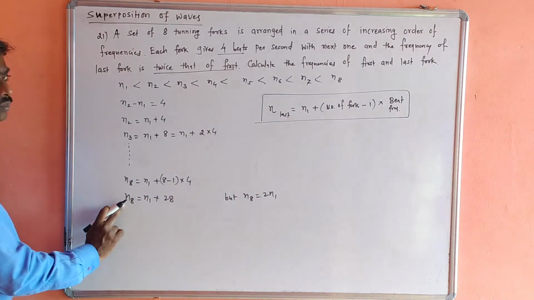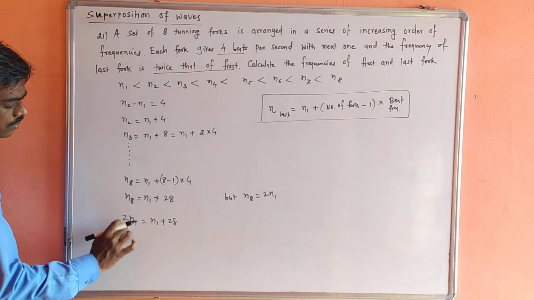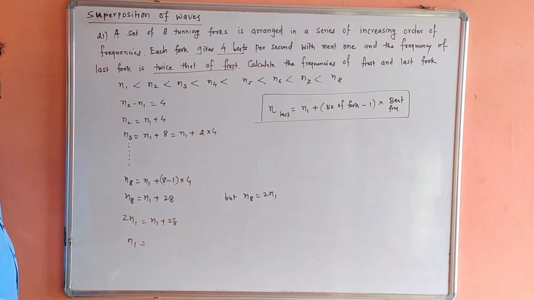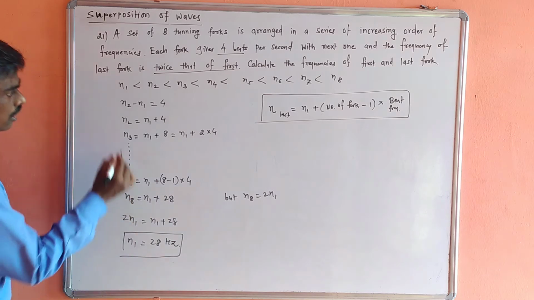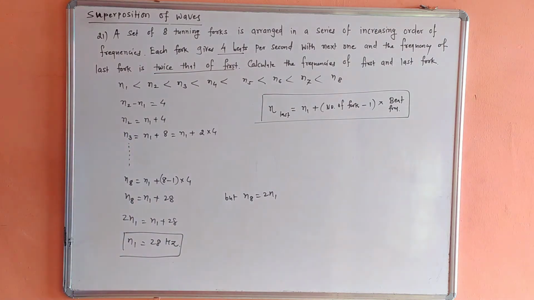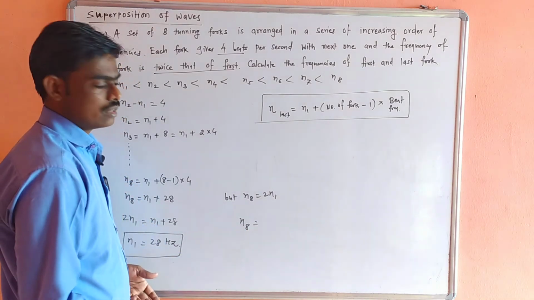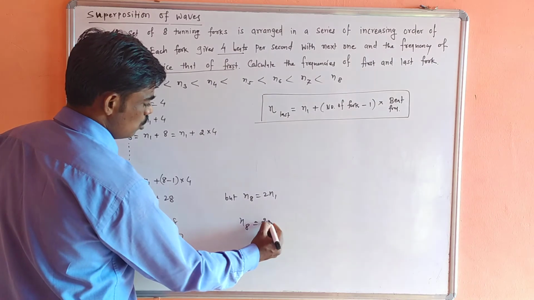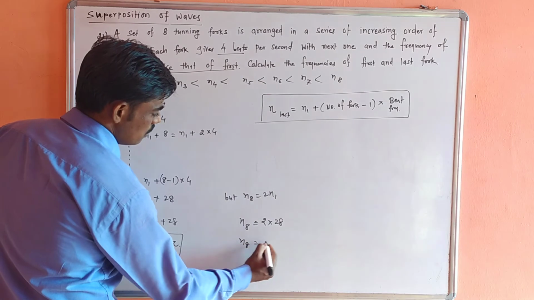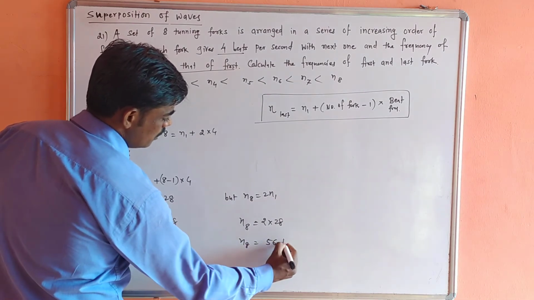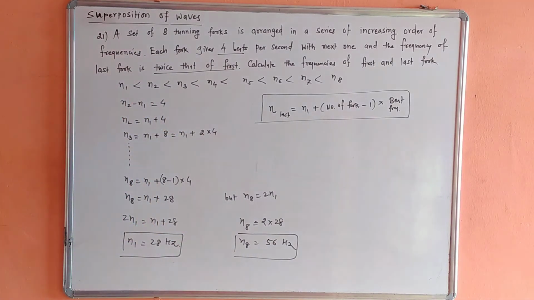So substitute here. What do we get? 2 times N1 equals N1 plus 28. It becomes N1 is equal to 28 Hertz. So the first frequency becomes 28 Hertz. So naturally, what will be the last frequency? N8 is the last frequency. So N8 is 2 times 28, so N8 is equal to 56 Hertz. These are the two solutions, first frequency and last frequency.